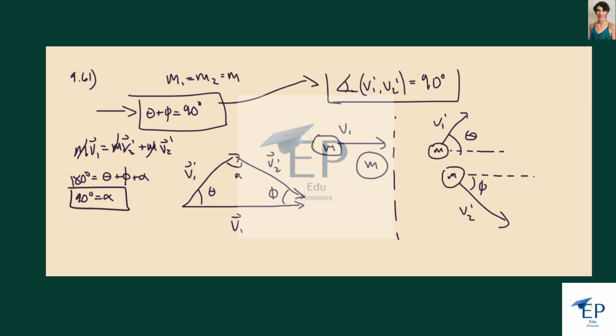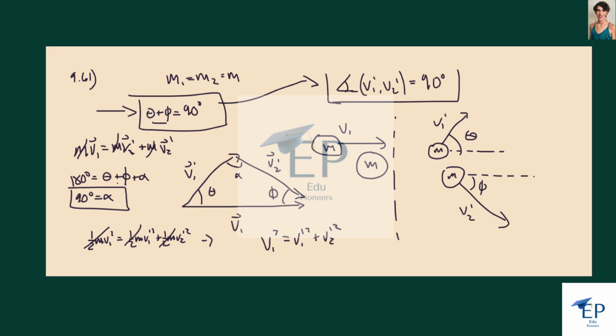Right? How do we know that? Well, because if we plug in this 90 degrees for theta plus phi, that means alpha must be 90 degrees. So now we're trying to prove alpha equals 90 degrees. Since the collision is perfectly elastic, we can conserve kinetic energy. So we have 1/2 m v1 squared equals 1/2 m v1 prime squared plus 1/2 m v2 prime squared. The 1/2 m's cancel, which tells us v1 squared equals v1 prime squared plus v2 prime squared.